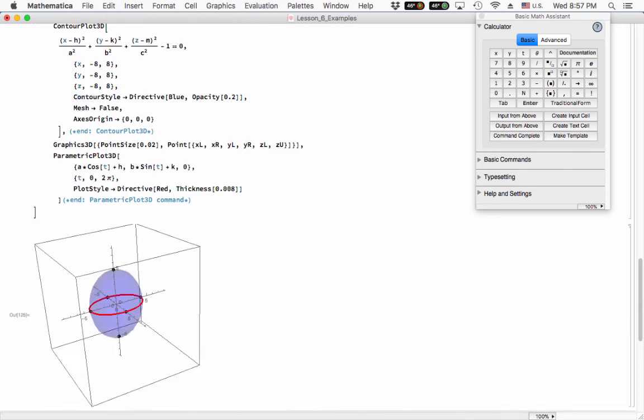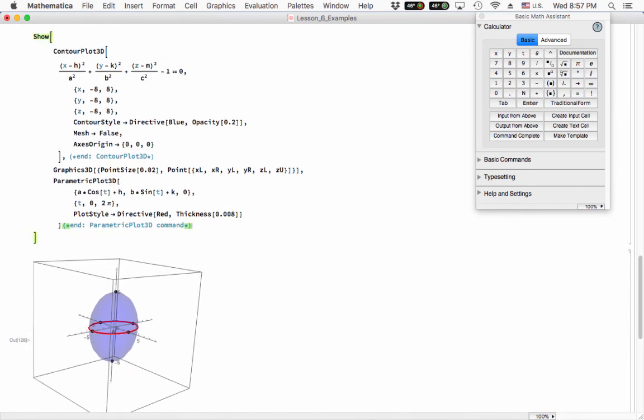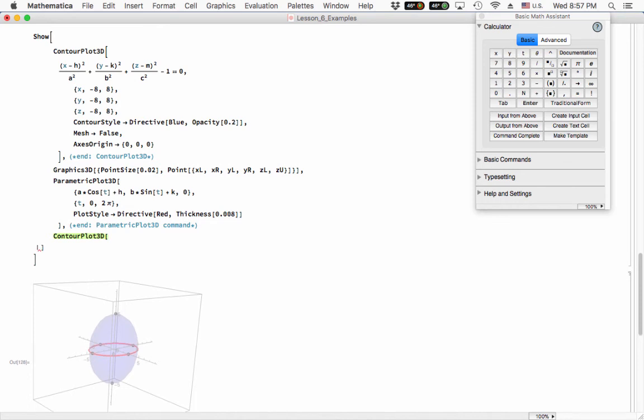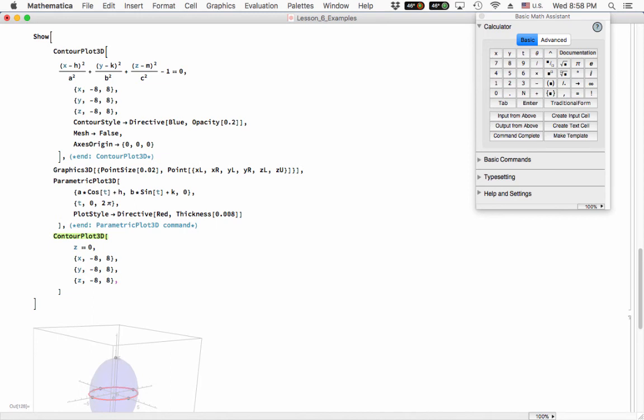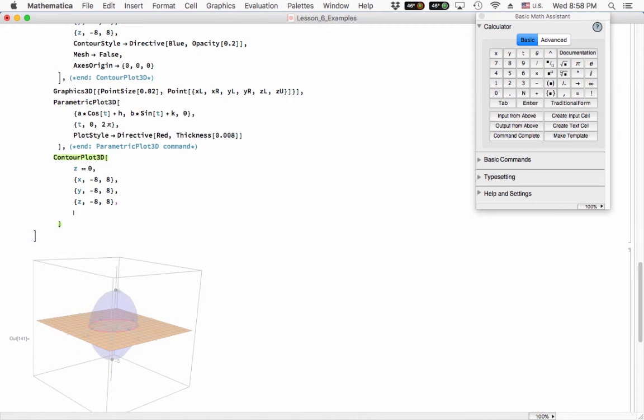0.008. Okay, so there's the trace, and we could actually visualize this trace by further combining the xy plane here. So let's do contour plot 3D, and then here we'll look at the xy plane. Let's define the xy plane as z equals 0. There's the implicit equation for that. And then we need the same values. Do you see how this is kind of redundant to have the exact same thing here? I could change that, but I'm not going to.